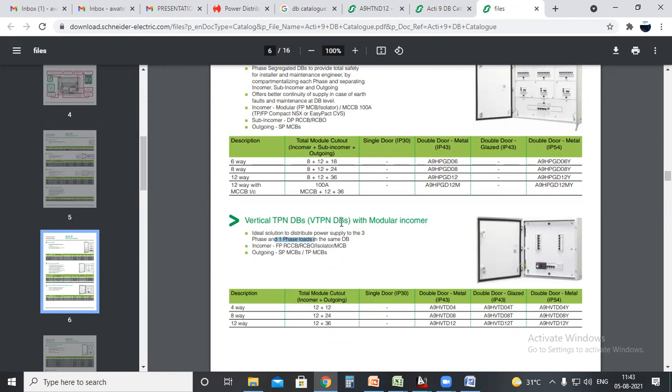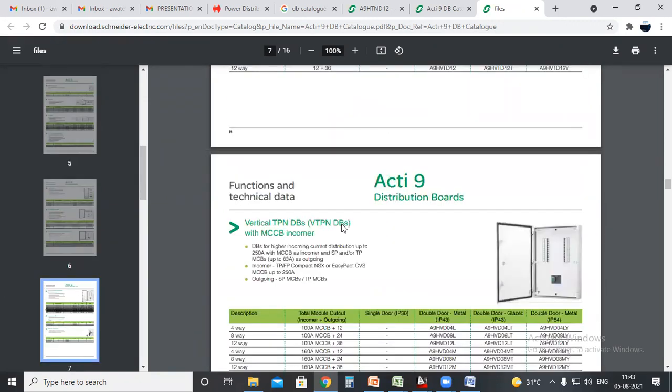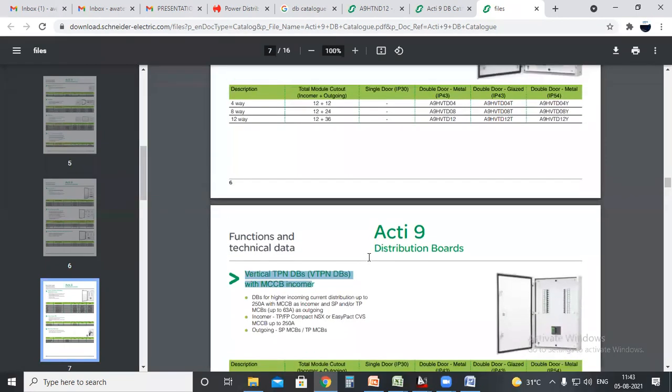But we also have vertical TPN with MCCB incomer. So that is different. Vertical TPN with the MCCB incomer will have the incomer as MCCB only. You cannot change to any other type. Only MCCB will be suitable in this type of distribution board. So whenever you choose the distribution board, make sure that you are selecting the correct one.